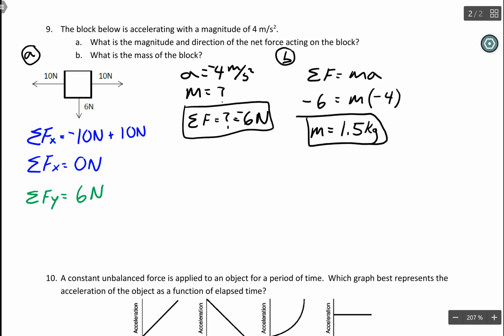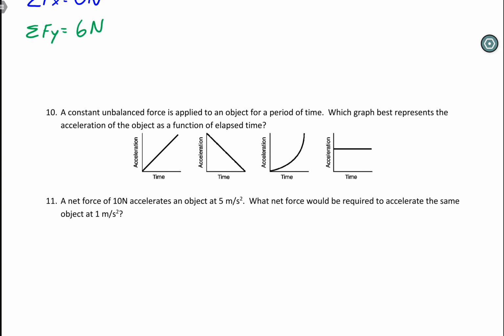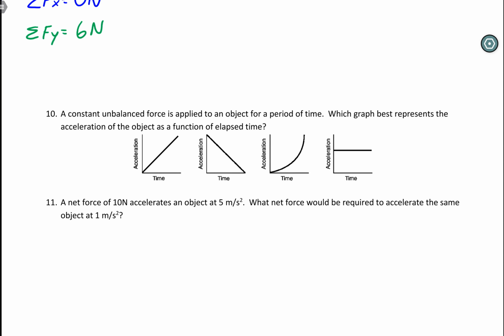Okay, number 10. Switching gears a little bit, it's a graph type of question. It says a constant, unbalanced force is applied to an object for a period of time. Which graph best represents the acceleration of the object as a function of elapsed time? Interesting. So they're looking for the acceleration over a certain amount of time, and the only information they really tell you is that it's a constant, unbalanced force.